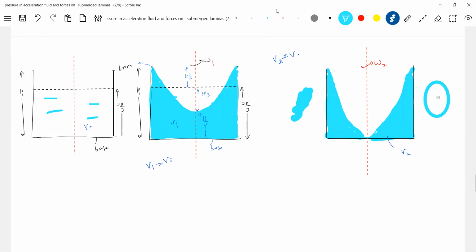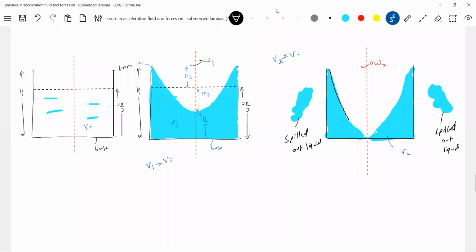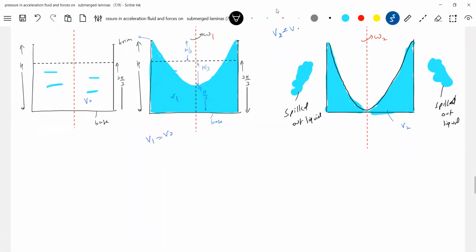Getting some idea? Like this, you continuously increase angular velocity, the liquid starts spilling out. So this is a spilled out liquid. So this is the free surface. Some liquid got spilled out. So now, sir, I'll increase. Can it happen like this? Can it happen?